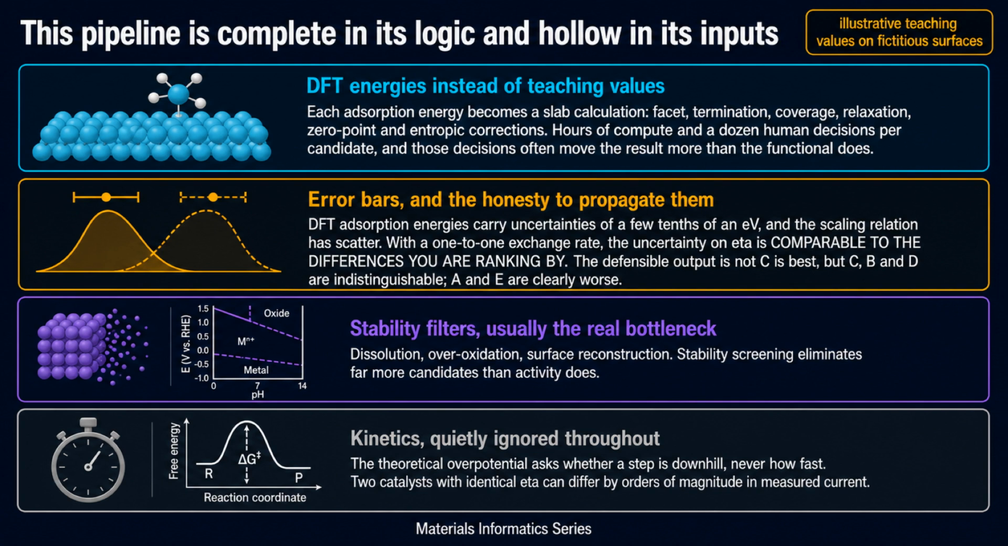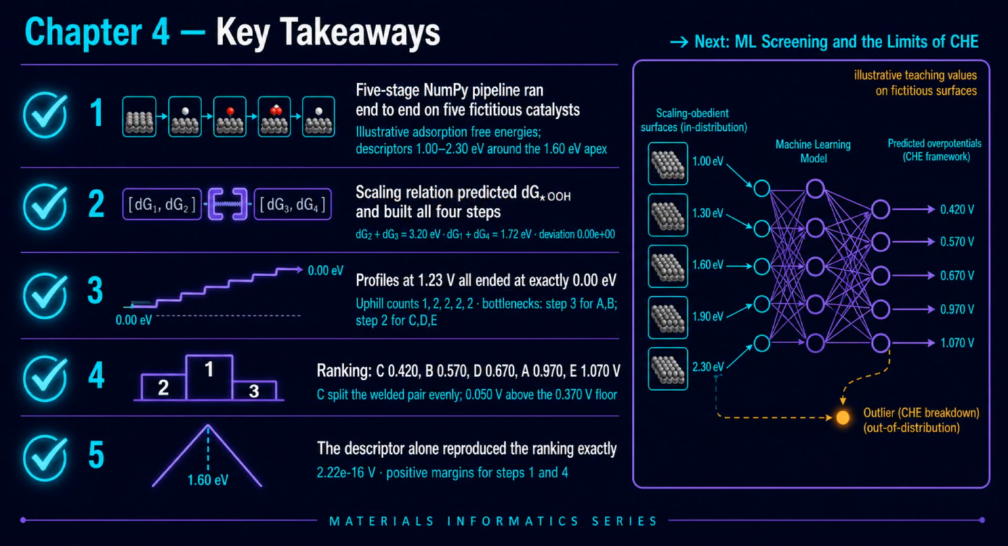It adds stability filters, which eliminate more candidates than activity does, and it must eventually add kinetics, which this framework never modeled. Let us recap. We ran a 5-stage pipeline on 5 fictitious catalysts with illustrative adsorption energies. The scaling relation predicted the third intermediate and built 4 steps, exhibiting both welds, 3.20 and 1.72, with 0 deviation.